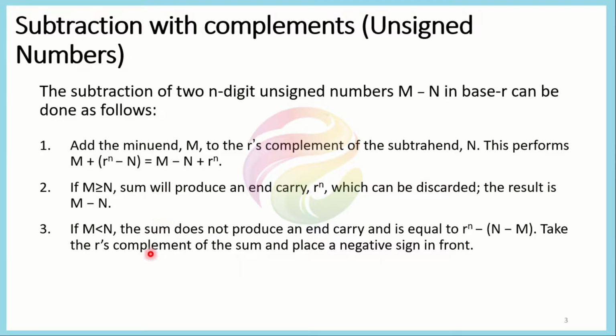So we get two different cases here, when m is greater than or equal to n and when m is less than or equal to n. In both cases, the process we follow is that we take the complement of the number n and add it to m, and then we check the result. If m is greater than n, that will always produce an end carry. We just ignore that end carry, and the remaining part will be our result. If m is less than n, it will not produce any end carry, so we take the r's complement of the result and put a negative sign. Now we will try to discuss these points through certain examples.